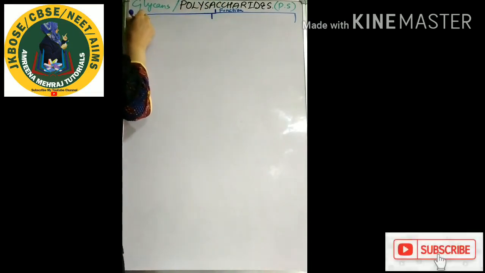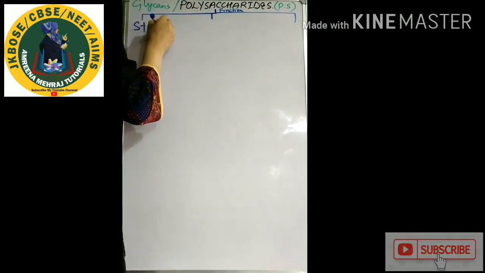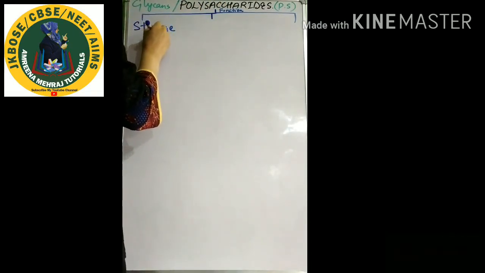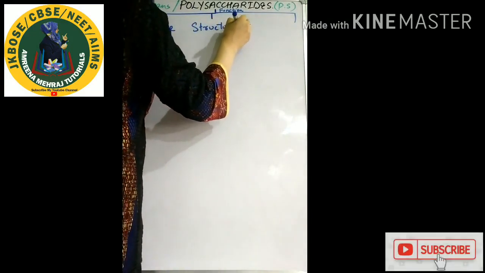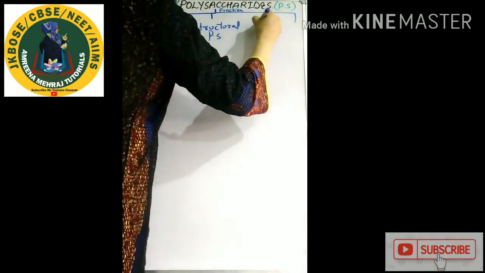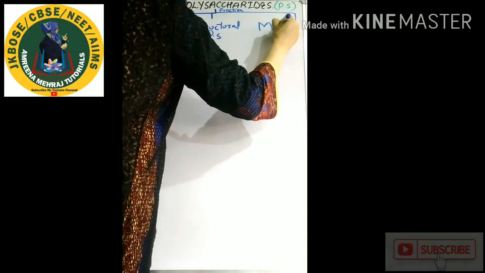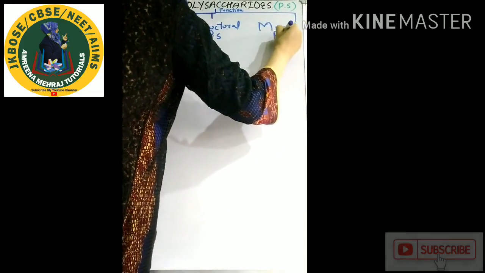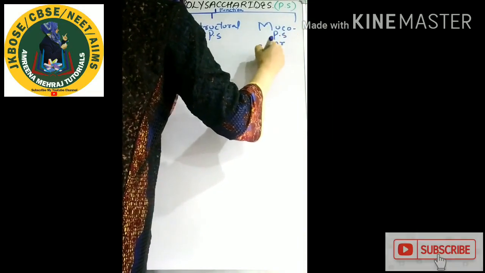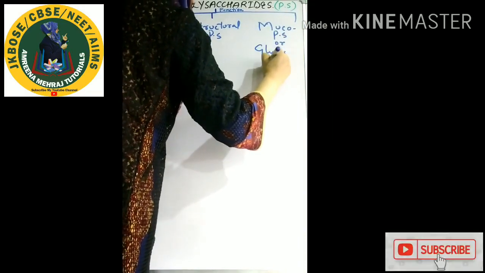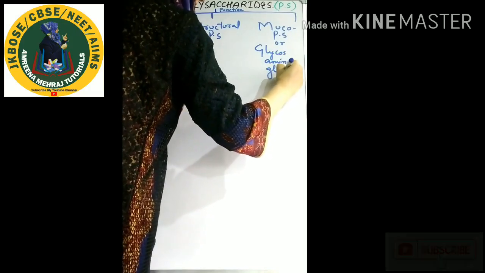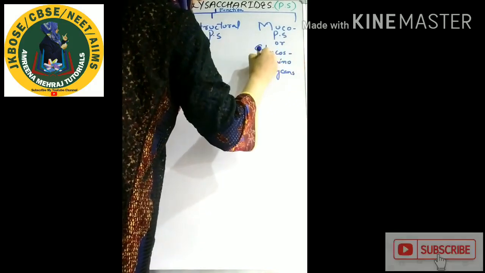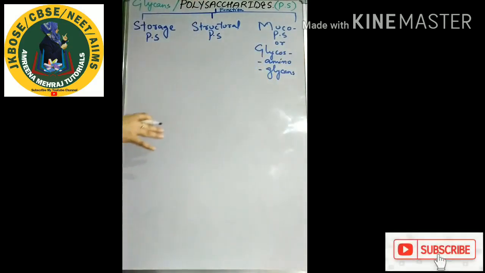First category is called storage polysaccharides. Second is called the structural polysaccharides. Third category are your well-known mucopolysaccharides, or what do you call them, glycans. You have other terms also. For the time being, let us at least be familiar with these.